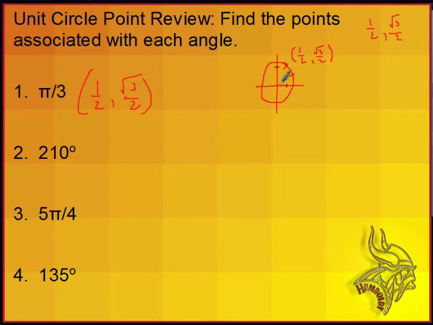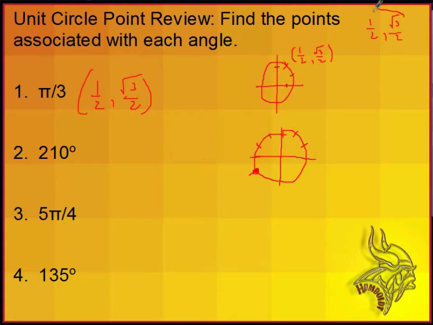210 degrees, 210 degrees again. Let's see, I'm thinking that's a multiple of 30. 7 times it goes in, so I'm going to just count that off. 1 pi over 6, 2 pi over 6, 3, 4, 5, 6, 7 pi over 6. So there's my 210 degree angle.